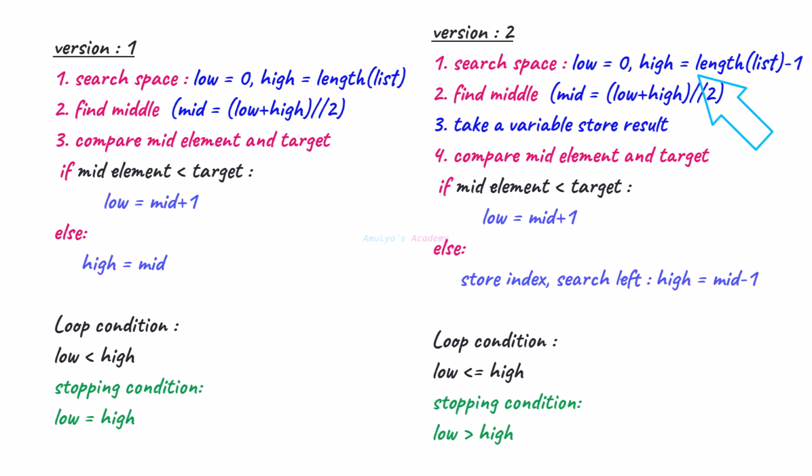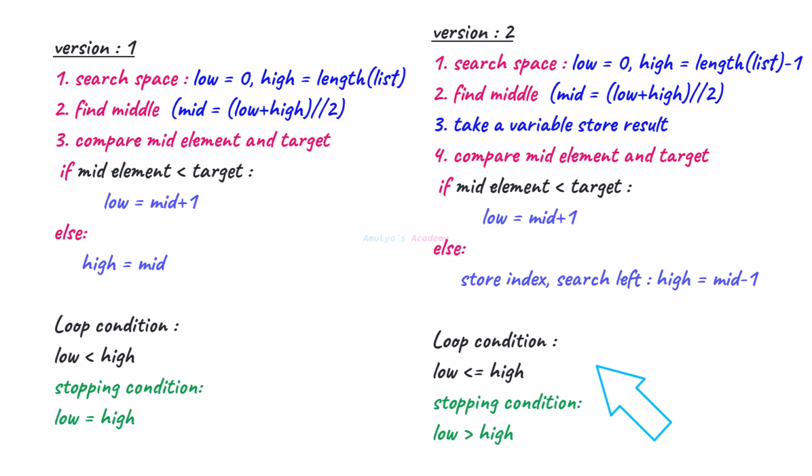So high only needs to cover actual indices of the list. There is no need to go past the last element because answer handles the case when target element is greater than all other elements in the list. And also the stopping condition is different. Here in the first version, when we have only one element in the search space, we need to stop. But here when low becomes greater than high, we need to stop. This second version is more similar to normal binary search algorithm.